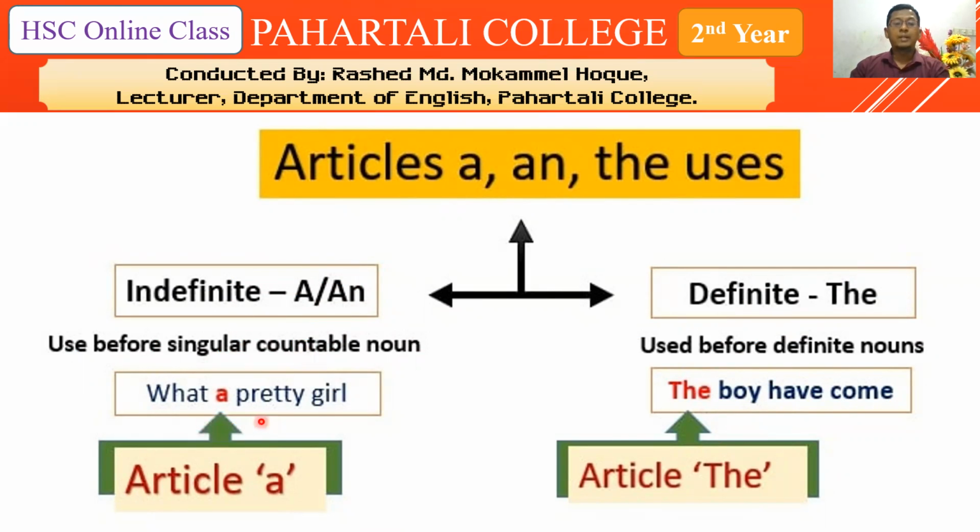Say for example, what a pretty girl. Here, there is a girl, and she is pretty. Pretty is an adjective, but there is a girl. So the word a refers to the girl. So, what a pretty girl. As pretty begins with a consonant sound, the article will be a. When it is used with a vowel sound, then there will be an. And the definite article the is used before definite nouns. For example, the boy has come. Which boy? The boy. It was mentioned earlier that the boy had come. Here the article the is used.